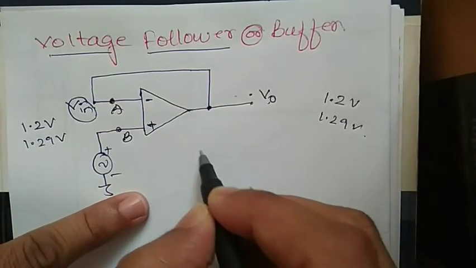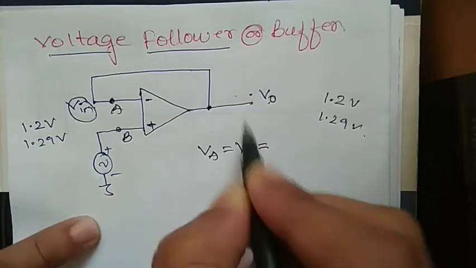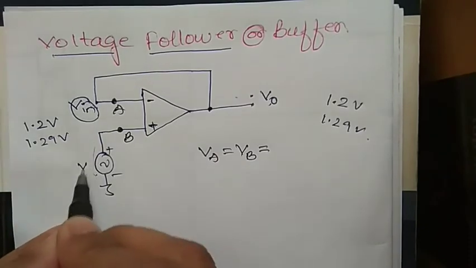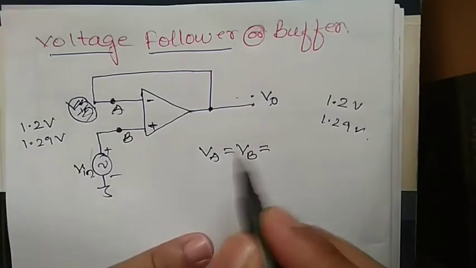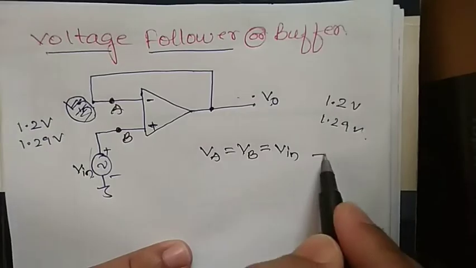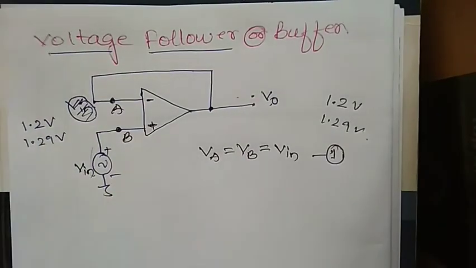So VA equals VB. Now you know that at this point VB equals what? Your input voltage. VB is your input voltage. So VA equals VB equals Vin. That is your first equation. Let me describe the actual voltage follower using the equations.